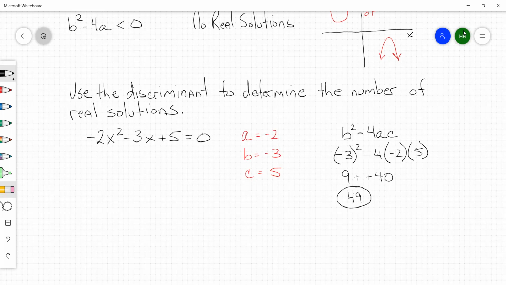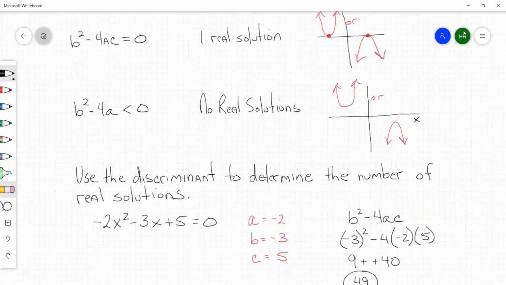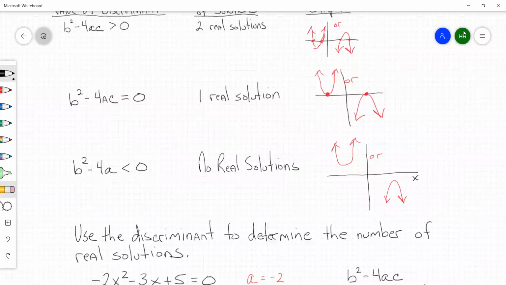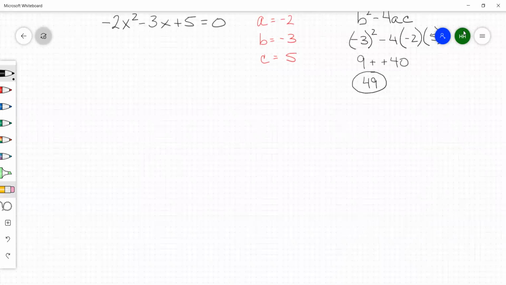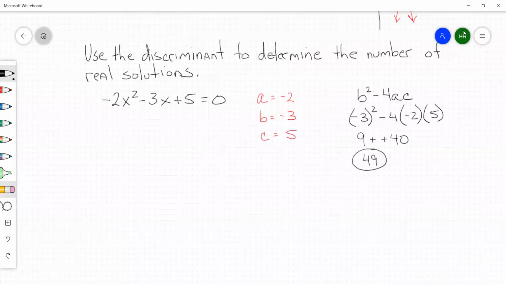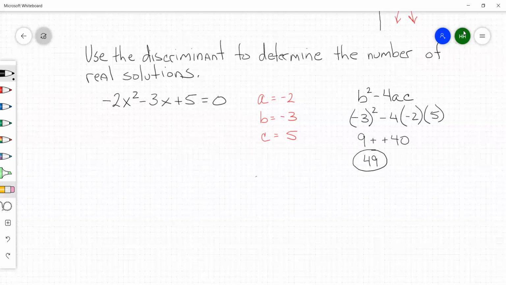So our discriminant now is greater than 0. Our b squared minus 4ac is greater than 0. So we have two real solutions. All right, so for this problem, they asked us to use the discriminant to determine the number of real solutions. Well, we have two real solutions.